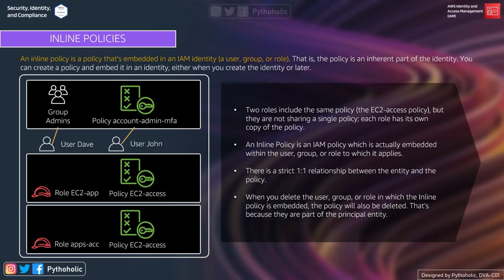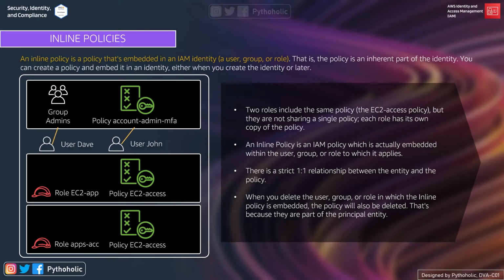The third point that we have here, you can see there is a strict one-to-one relationship between the entity and the policy. I have already explained this. The last point is also very important about inline policy. When you delete the user, group, or role in which the inline policy is embedded, the policy will also be deleted. And that's because they are part of the principal entity itself. When you delete the user, group, or role, the inline policy is also deleted because it has a one-to-one relationship with its entity.